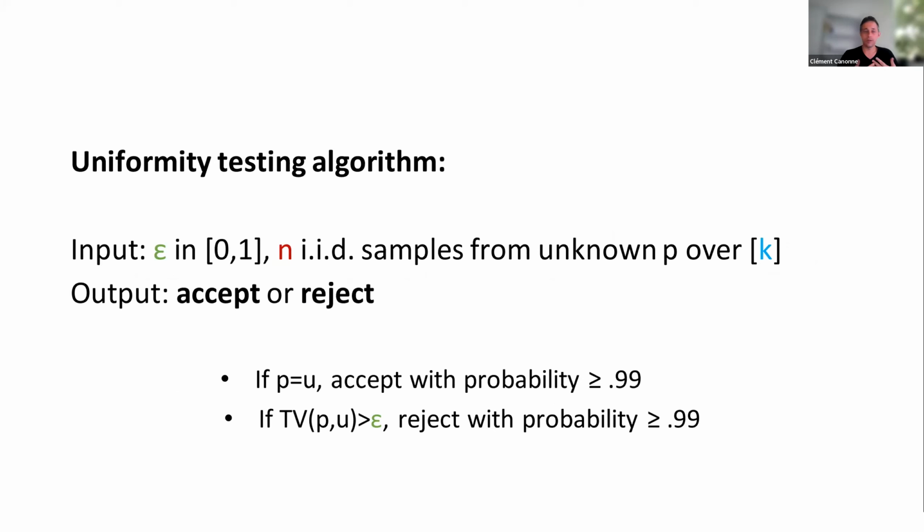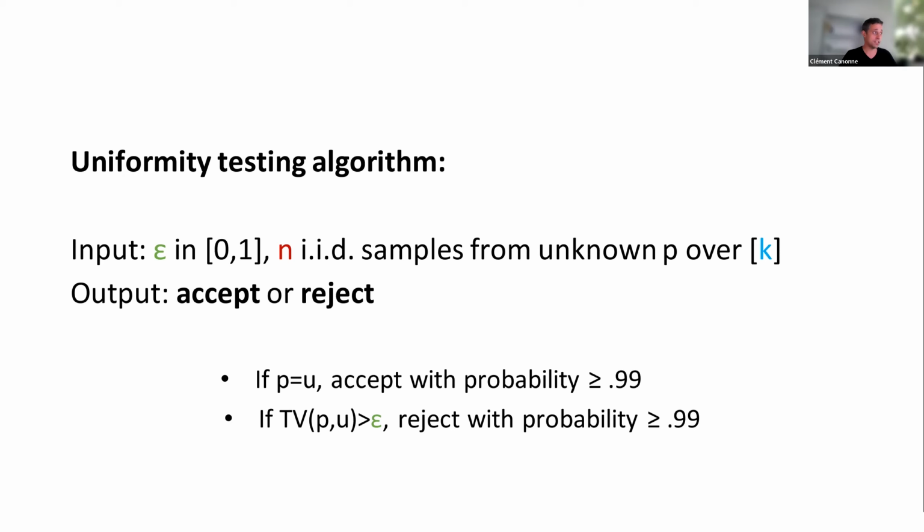Given that, our goal is to get a testing algorithm that is given an input epsilon, think of epsilon as a small constant, and n IID samples, so independent identically distributed samples, from some unknown distribution P over a domain of size k. That algorithm needs to say either accept or reject and satisfy the two following things. If the distribution is actually uniform, if P is equal to U, then it better say accept with high probability, let's say 99%. So type 1 error.